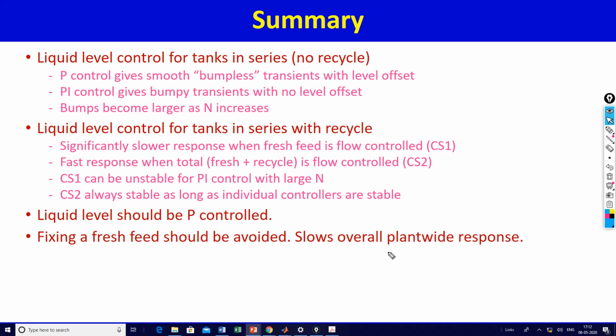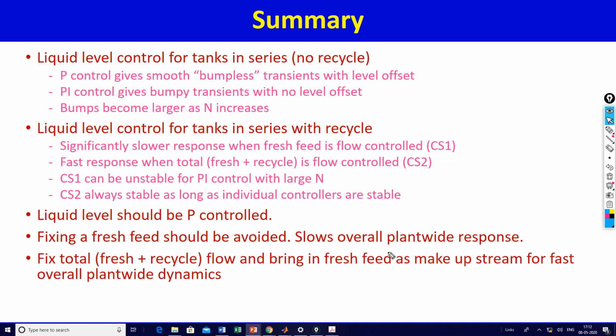Fixing a fresh feed should be avoided because it slows down the overall plant-wide response, and for PI controllers there is also the possibility of instability. So the idea is that one should fix the total flow and bring in the fresh feed as a makeup stream for fast overall plant-wide dynamics. And this goes back to the transformation of variability perspective that I keep talking about.